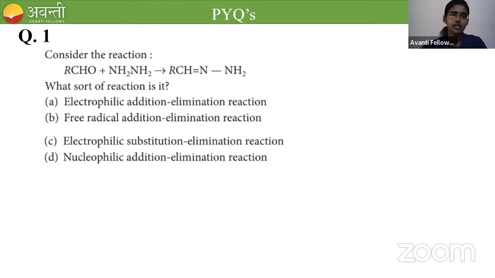Just try to find out whether it is an electrophilic addition elimination reaction, free radical addition elimination, electrophilic substitution elimination, or nucleophilic addition elimination. We have studied this reaction under the reaction with ammonia and its derivatives. In an aldehyde, an NH2-NH2 group is added, no? So what type of reaction is it? It is basically the nucleophilic addition and elimination.